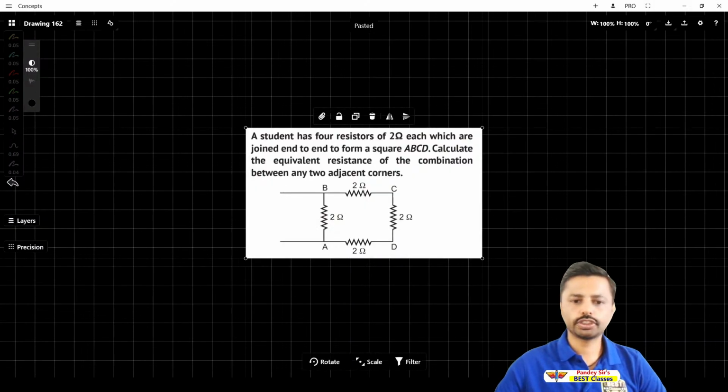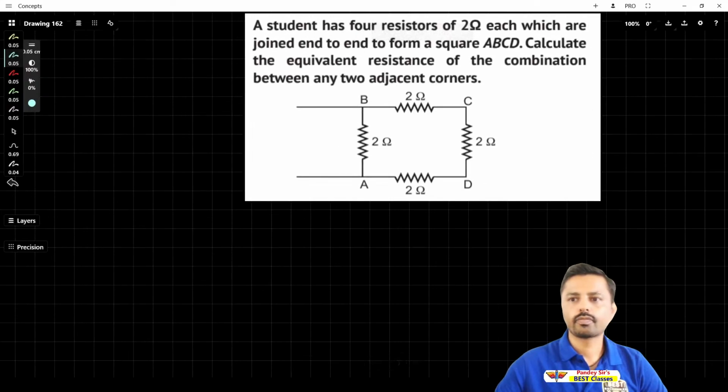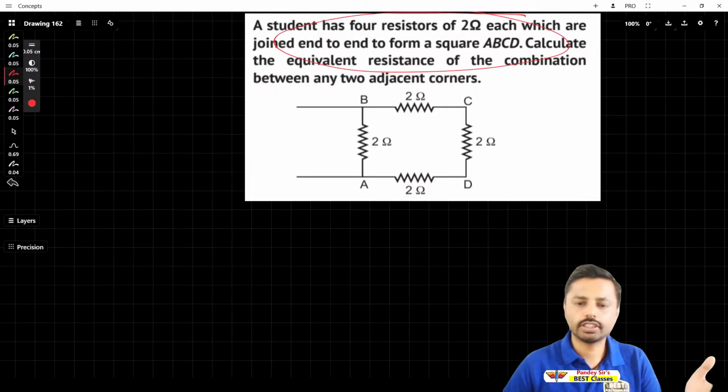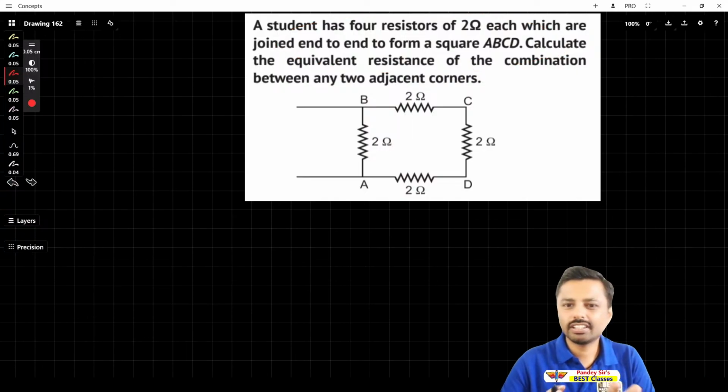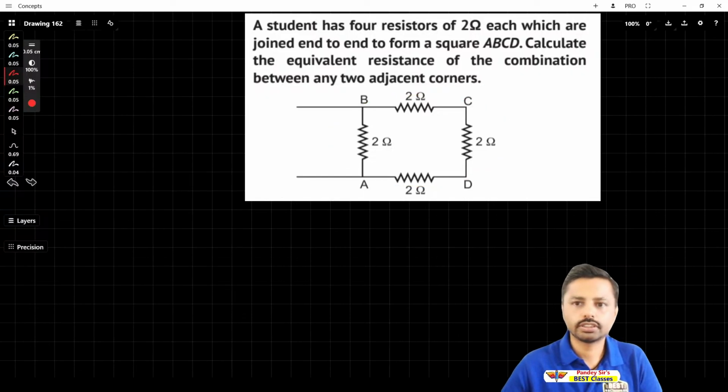So see this question. Isn't it looking like a big boss, with so many words and so many things they're asking? But if we see carefully, it's not like that. It's very simple. It's just a square of four resistances.